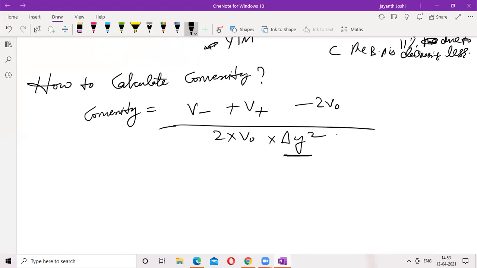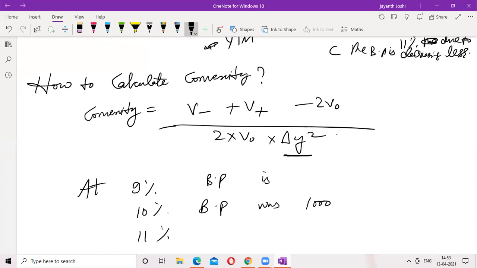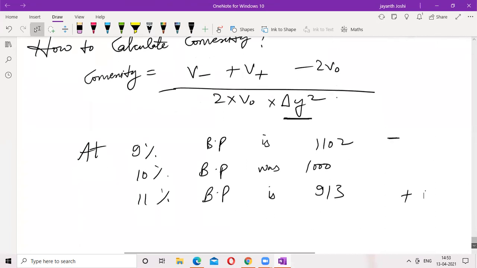Okay, so let's say at 9%, 10% and 11%. Bond price was how much at 10%? 1000. At 9%, let's say the bond price is like 1102, because when yield to maturity decreases, the bond price increases. Here the yield to maturity has decreased, so I put minus. And when the yield to maturity increases, the bond price decreases, 930 plus. So let's put that into the formula and find out the convexity.